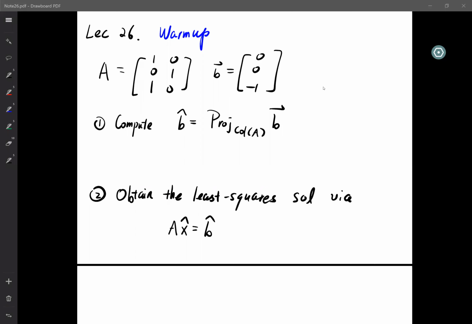So we want to do the least squares solution, as we briefly talked about last time, but we're going to talk in more detail today. We first compute the projection of B to the column space of A, and then we obtain the least squares solution by solving this modified problem, not Ax equals B, but Ax equals B hat. So let's solve this problem.